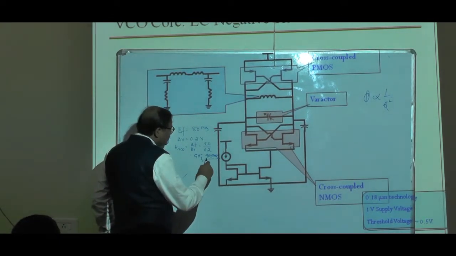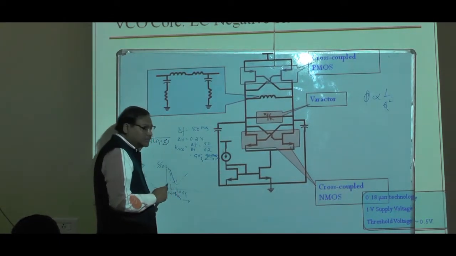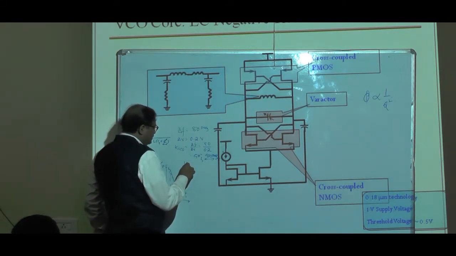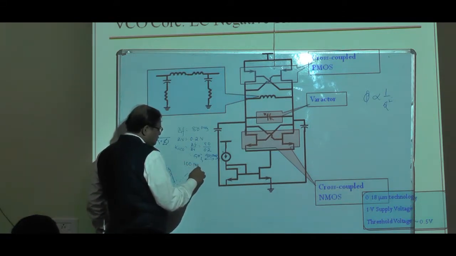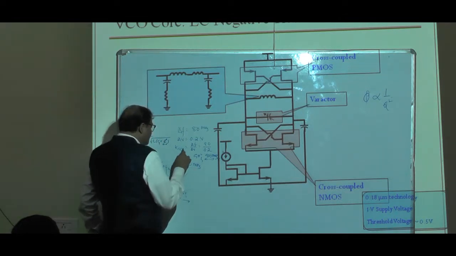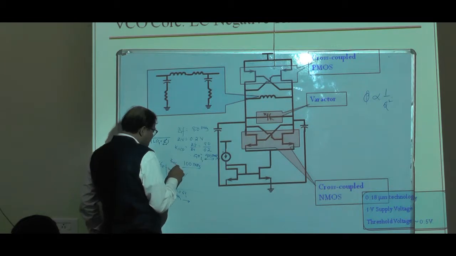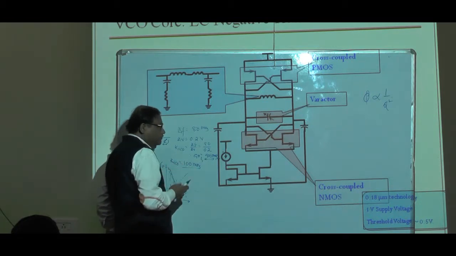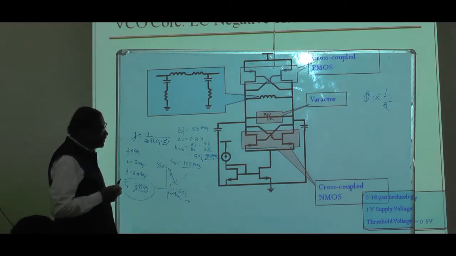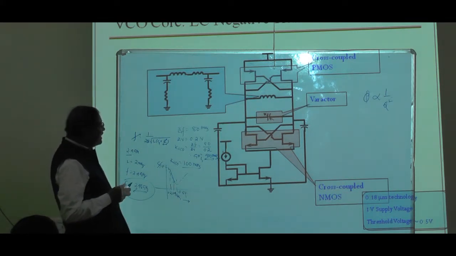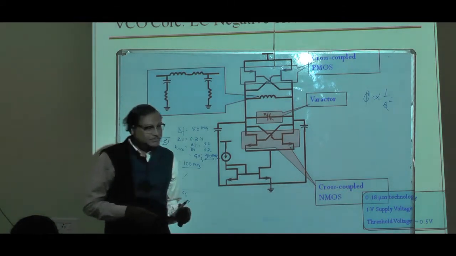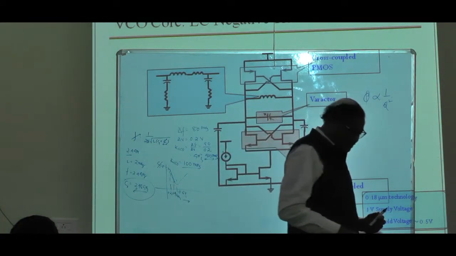Try to make this one less than say 100 megahertz. So make the KVCO lower. How to make it lower? Then in spite of that, you can actually use a bank of capacitors.